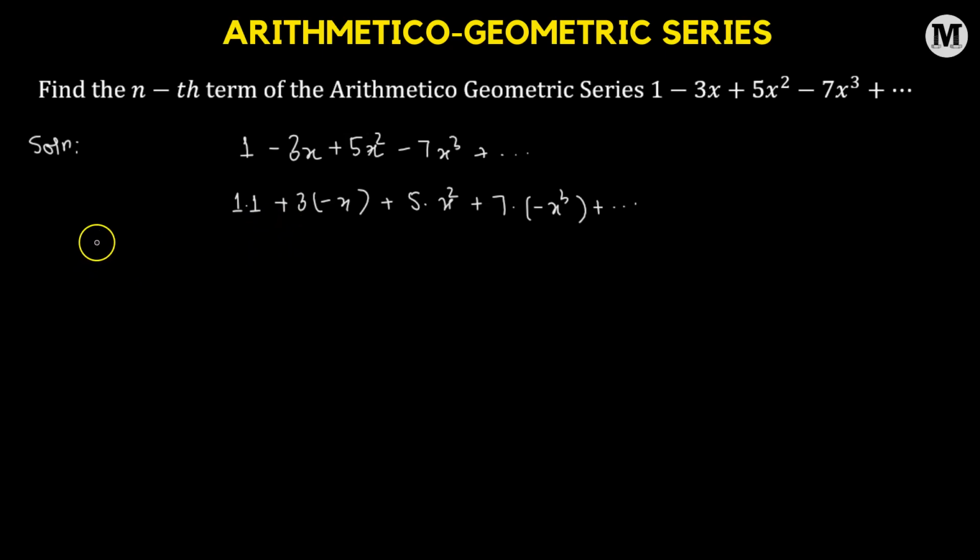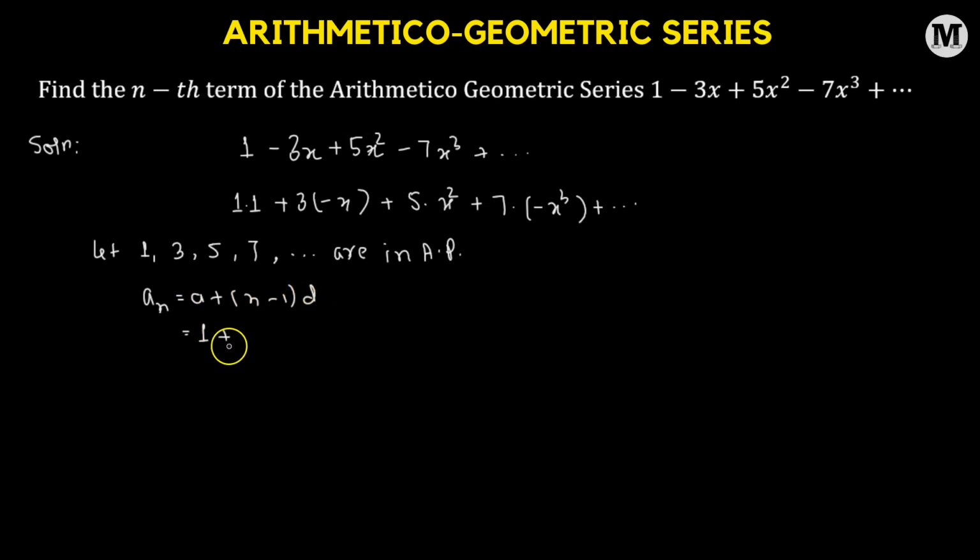So, let us suppose 1, 3, 5, 7. Here we are considering the constant coefficient terms. So, let's say these are in arithmetic progression. Now, if they are in arithmetic progression, then we can define the nth term, which has the formula a plus n minus 1 times d, where d is the common difference. Then the first term is going to be 1, added to n minus 1 times the common difference.